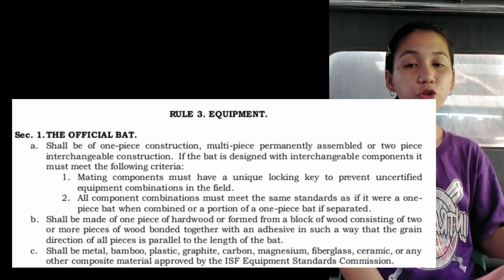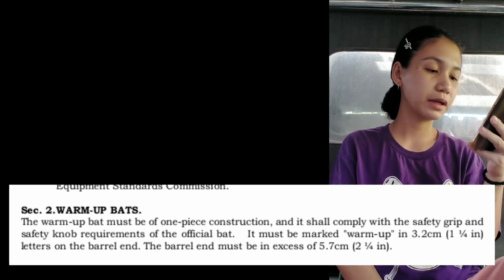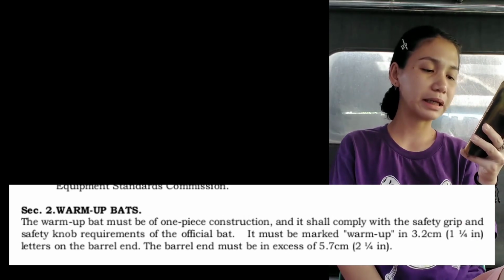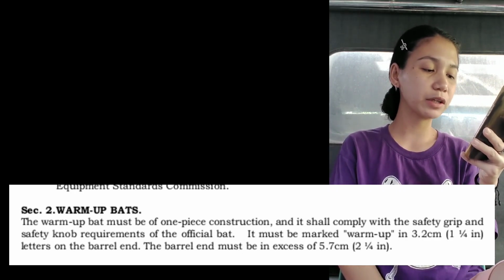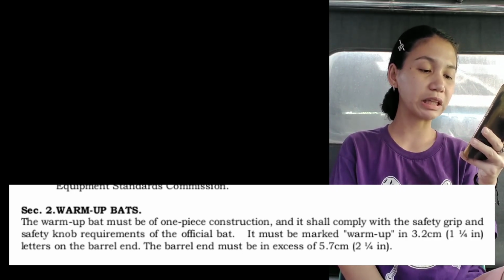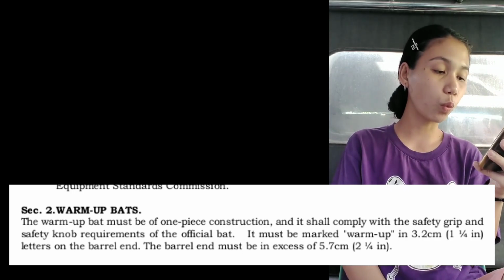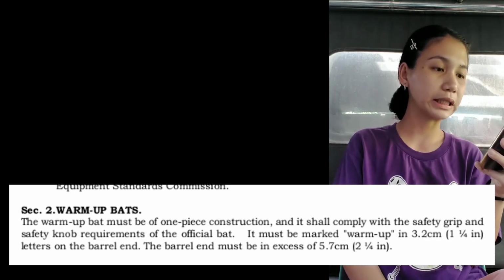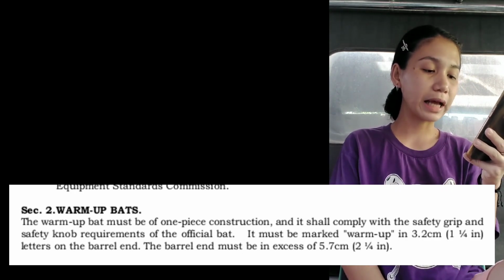Let's move on to rule number 3, section 2, the warm-up bats. The warm-up bat must be one-piece construction and it shall comply with the safety grip and safety knob requirements of the official bat. It must be marked "warm up" in 3.2 cm or 1 1/4 inch letters on the barrel end.